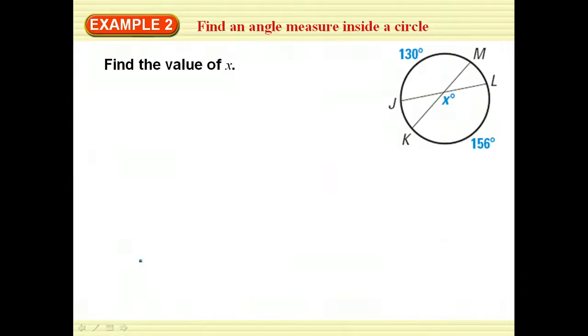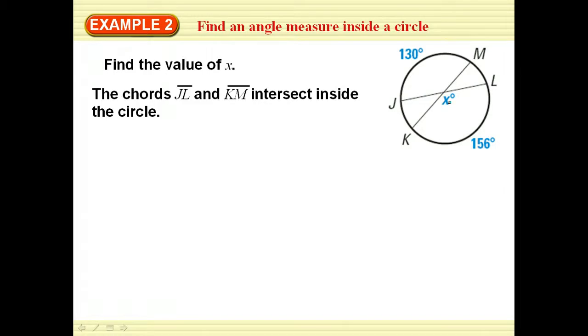So let's look at some examples. In this case, we're looking for an angle formed by two chords that meet inside of the circle. So the measure of the angle represented by x degrees will be 1/2 of the sum of those two. So we simply add them together and divide by 2.